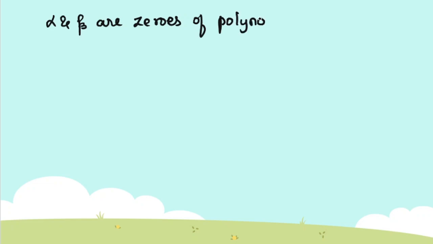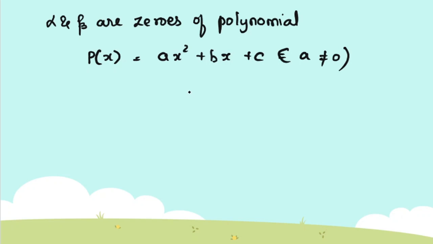Now the next one. In general, what are the zeros for a quadratic equation? In general, alpha and beta are the zeros of the polynomial for a quadratic equation. So your p(x) is equal to ax square plus bx plus c is equal to 0. This is the general form of a quadratic equation, where a is not equal to 0, right?